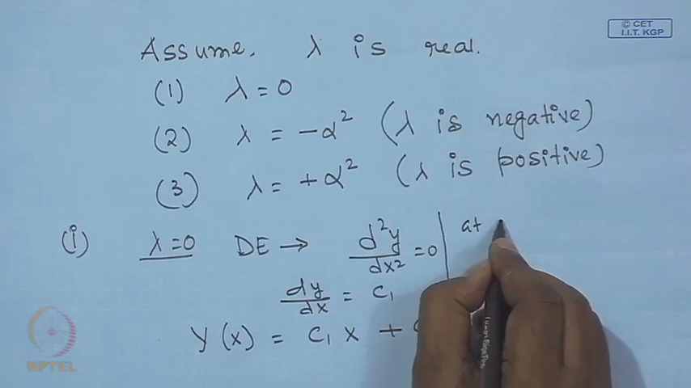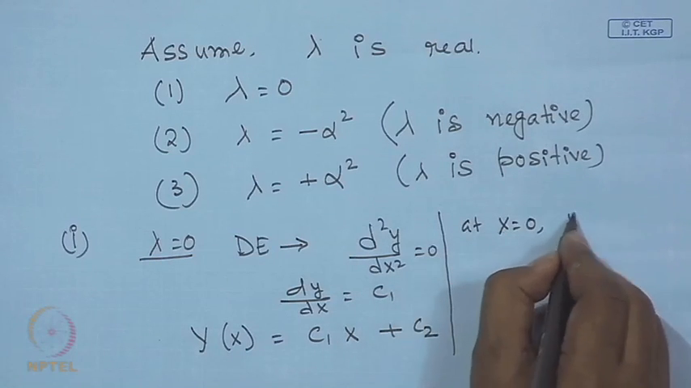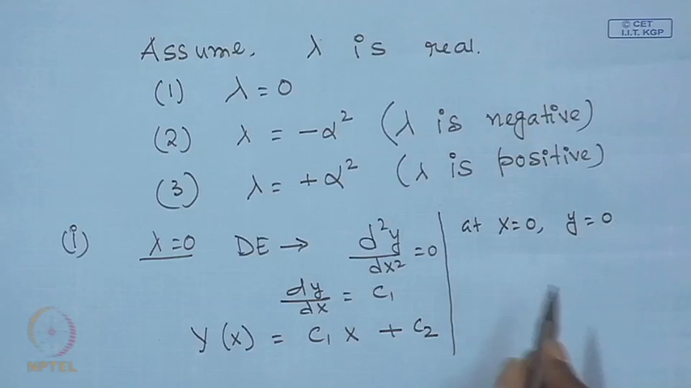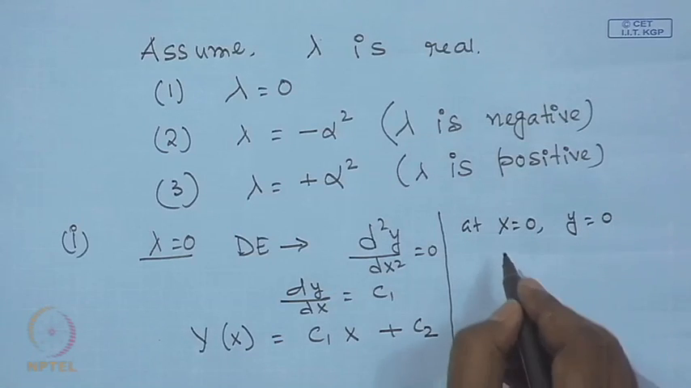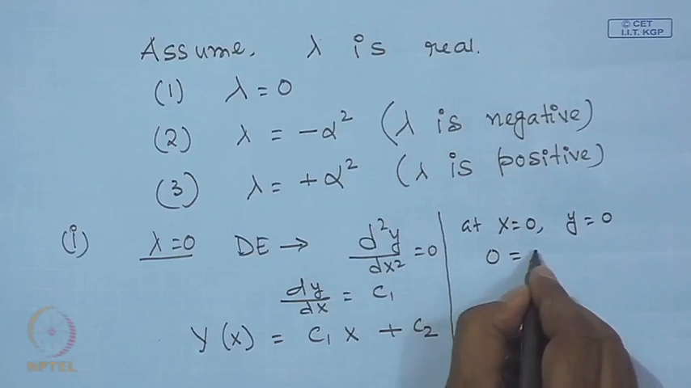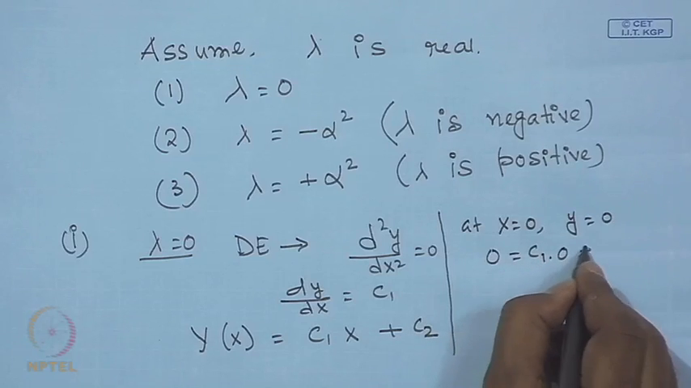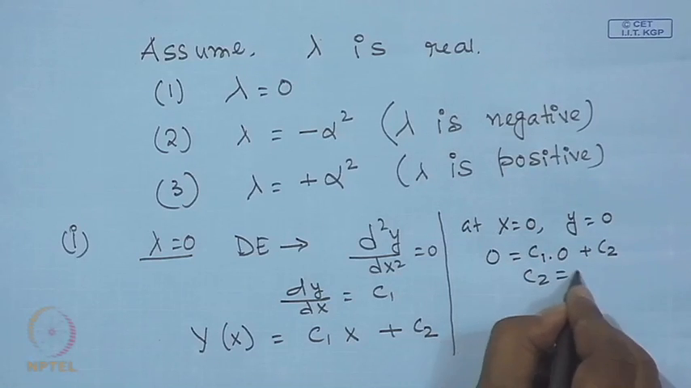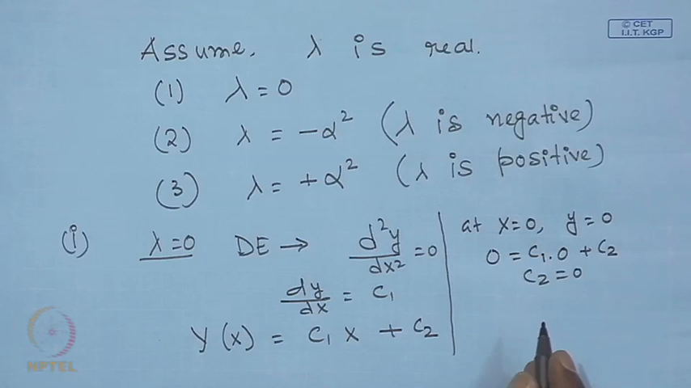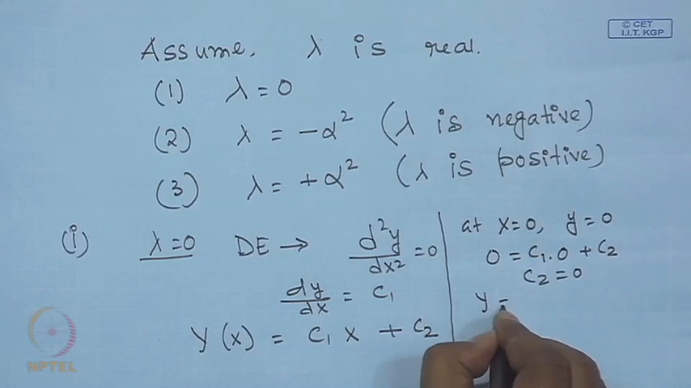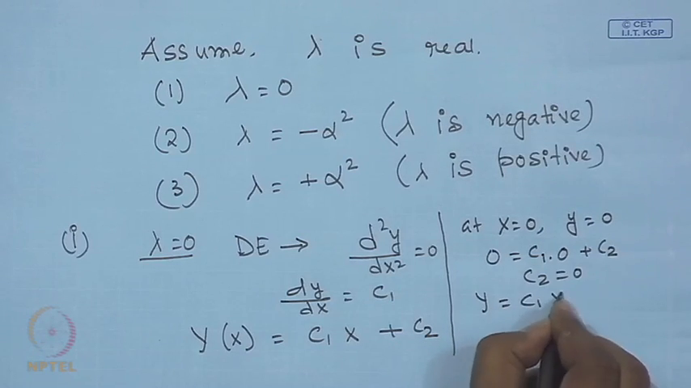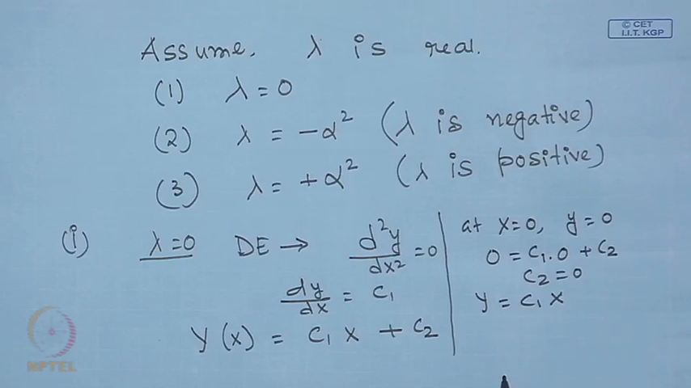At x equal to 0, y is equal to 0. If we put this boundary condition here, let us see what we get. 0 is equal to c1 times 0 plus c2. So, therefore, c2 is equal to 0. If c2 is equal to 0, the form of the equation has now become y is equal to c1 x.